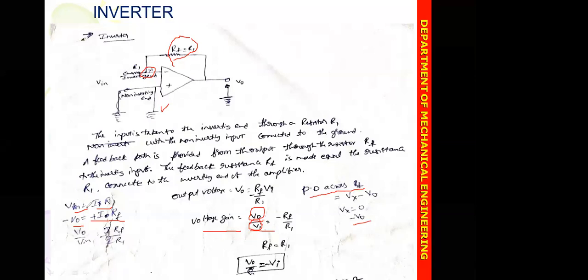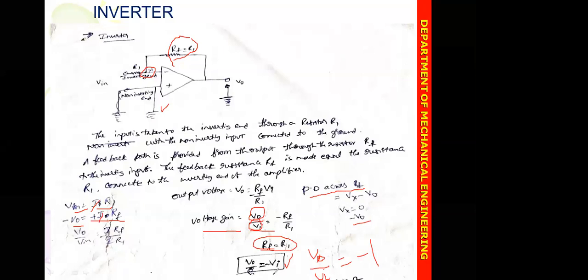Now substitute the values of Vin and V0. The I gets cancelled, and we get minus RF by R1. So if RF is equal to R1, then V0 by Vi is equal to minus 1. So V0 is equal to minus Vi. That is the inversion: the output voltage has the same magnitude as the input voltage.